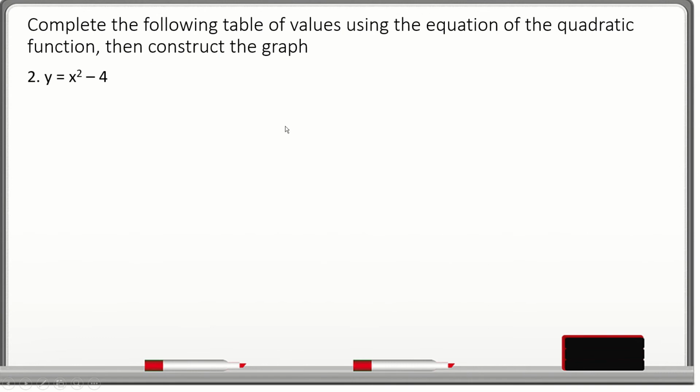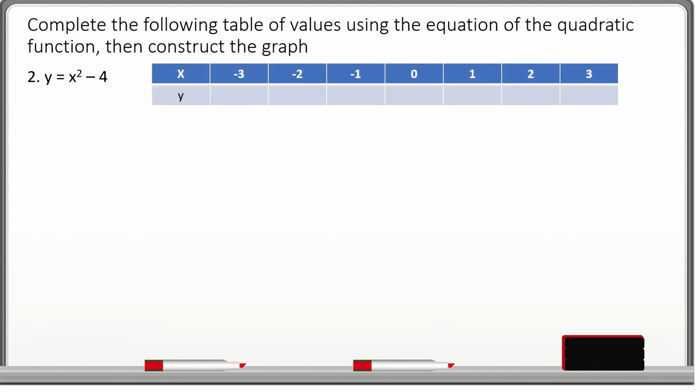Okay, let's have some more examples. This time we're going to complete the table of values of the quadratic function y is equal to x squared minus 4, and after this, we're going to construct the graph. So we're going to use the same values of x from negative 3 to positive 3. So let's solve. First, we substitute x is equal to negative 3. From our quadratic function, y is equal to x squared minus 4. We now have y is equal to negative 3 squared minus 4. Negative 3 times negative 3 is 9. Minus 4, we have y is equal to 5.